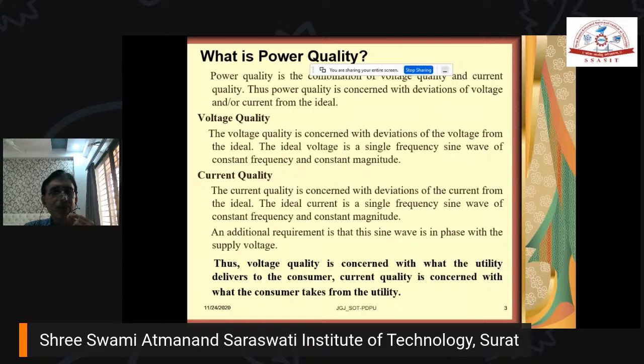Now, if we summarize, this is the unique definition of power quality. There are many definitions, but this is the unique definition of power quality as per the IEEE standards. Power quality is nothing but the combination of both voltage quality and current quality. Power quality is concerned with the deviations of the voltage and/or current from the ideal, right? The ideal voltage is nothing but a single frequency sine wave of constant frequency and constant magnitude. And I have told you the additional requirement of current quality: the sine wave of the current should be in phase with the supply voltage, right?